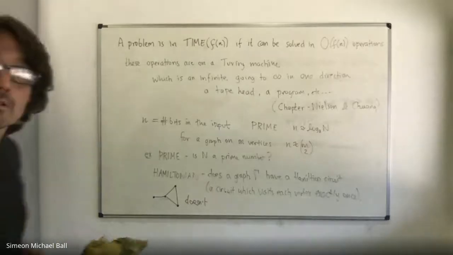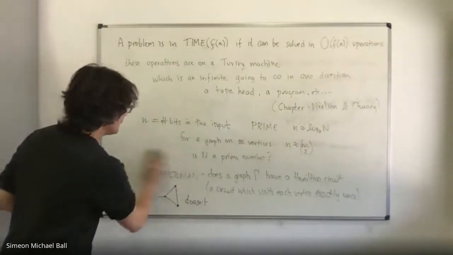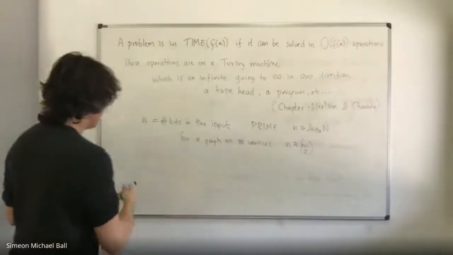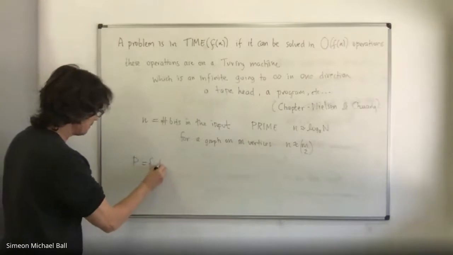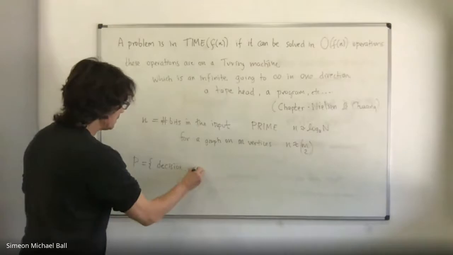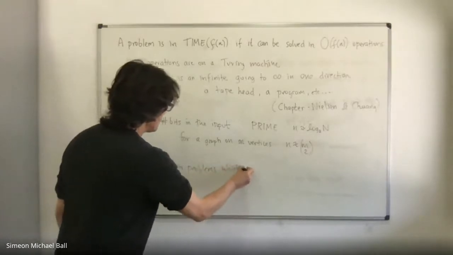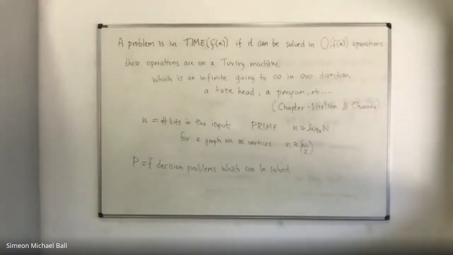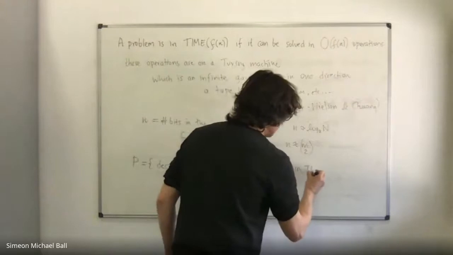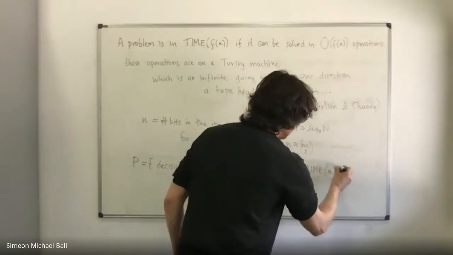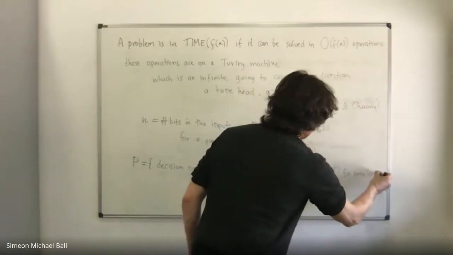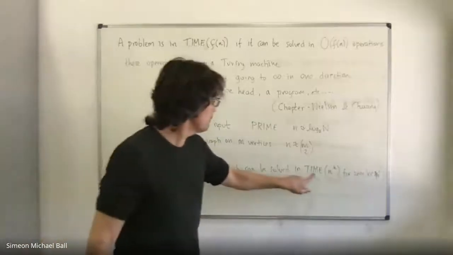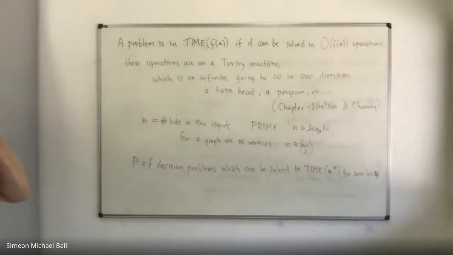So the first complexity class I want to talk about is P. These are the decision problems, and this P is for polynomial, because they are problems which can be solved in polynomial time.